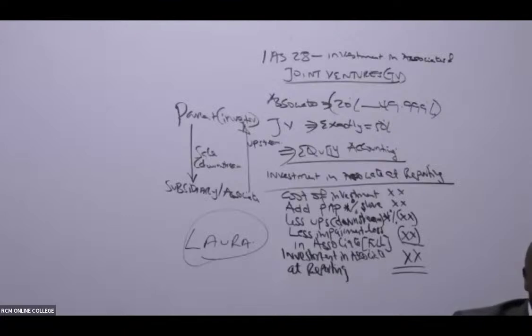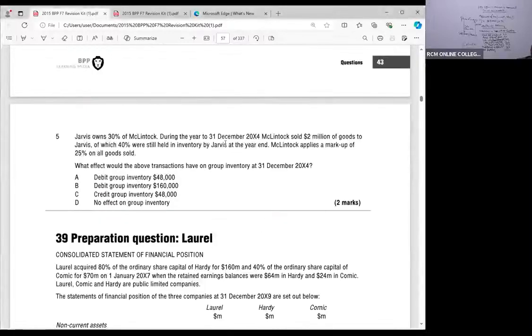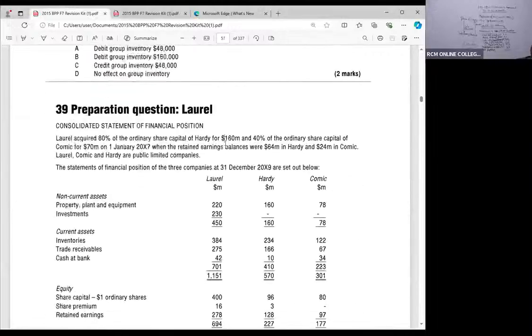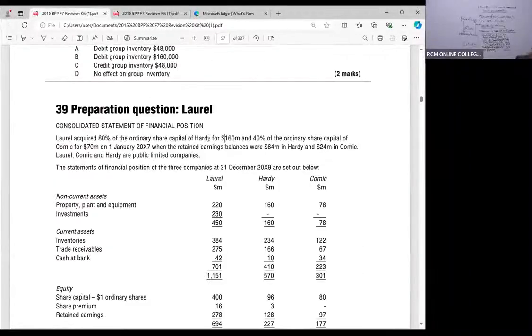Page number is very important. Please write it there: ACCA revision kit, page number 44, and then question 39, Laurel. I want us to move very slowly here.